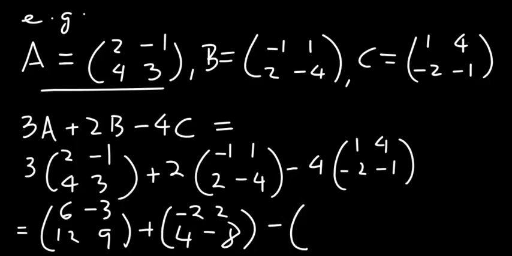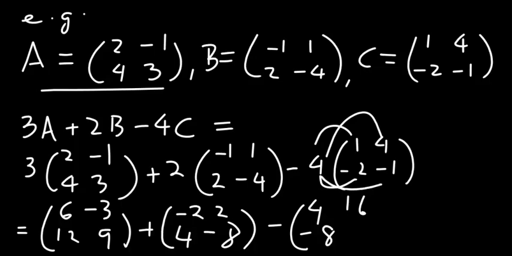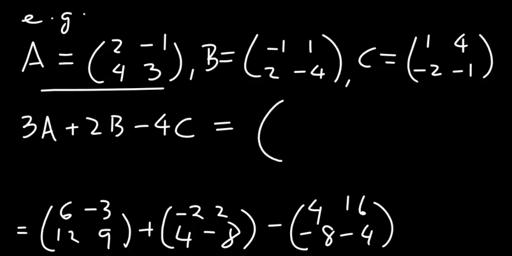Now minus 4 times 1, so that is minus 4. Minus 4 times 4, that is minus 16. Minus 4 times minus 2, that's 8. And minus 4 times minus 1, that's 4. So let's sum the elements. 6 minus 2, so that is 4. 4 minus 4, and that's going to give you a 0.